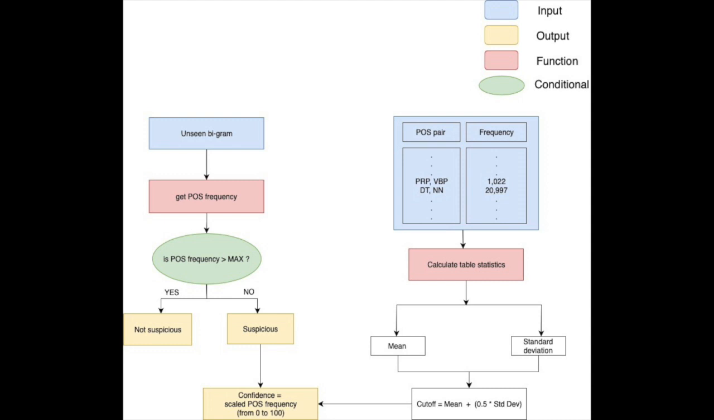If the frequency of the POS pair for the unseen bigram is greater than the cutoff, then the bigram is not suspicious. If the frequency of the POS pair for the unseen bigram is below the cutoff, then we assign a confidence score that is scaled frequency from 0 to 100, where 0 is less suspicious and 100 is most suspicious.